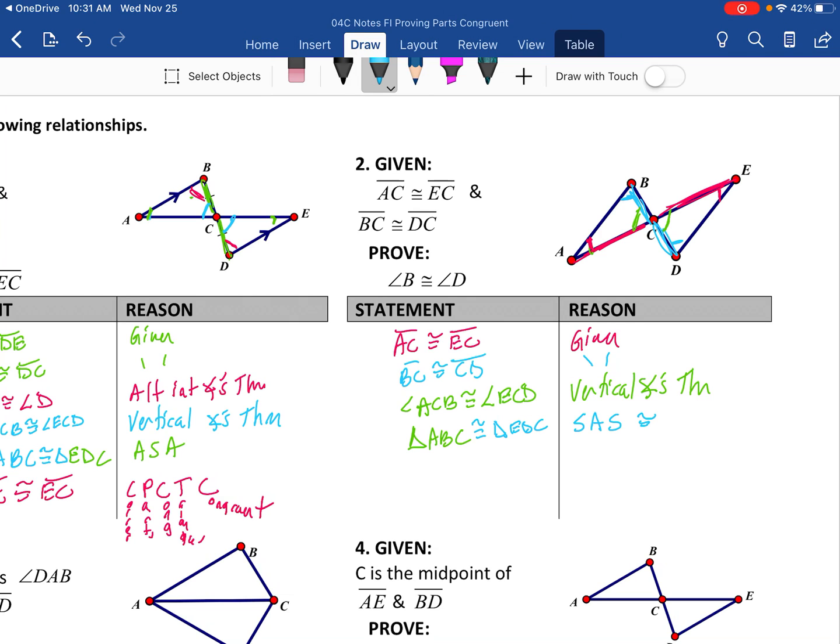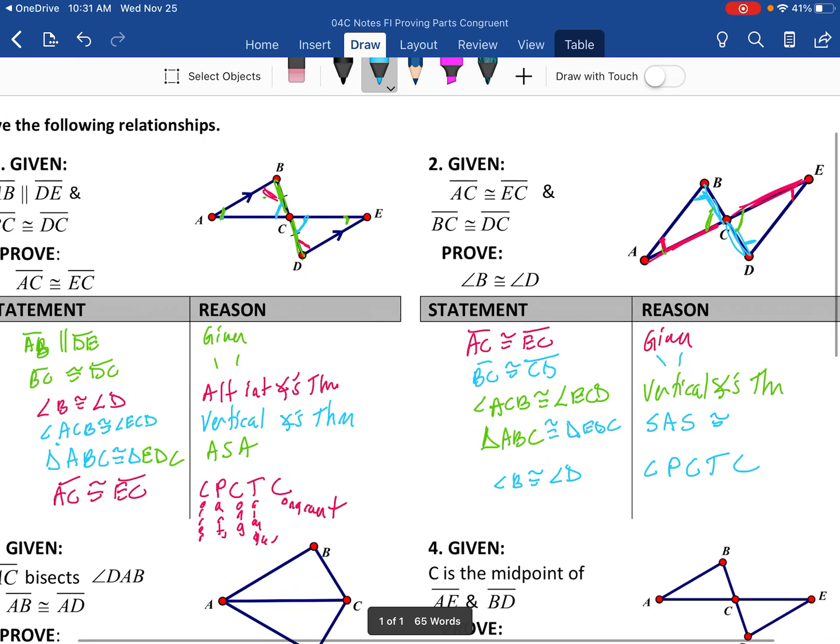Once you're done there, it's very easy. I know that those triangles are congruent, so angle B has to be congruent to angle D because corresponding parts of congruent triangles have to be congruent. In other words, the triangles are congruent, the parts have to be congruent.